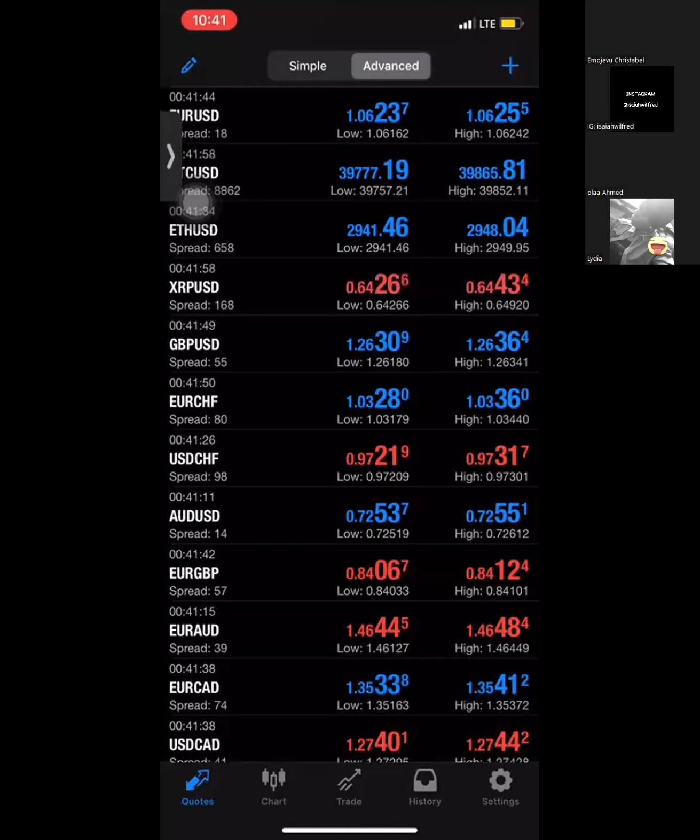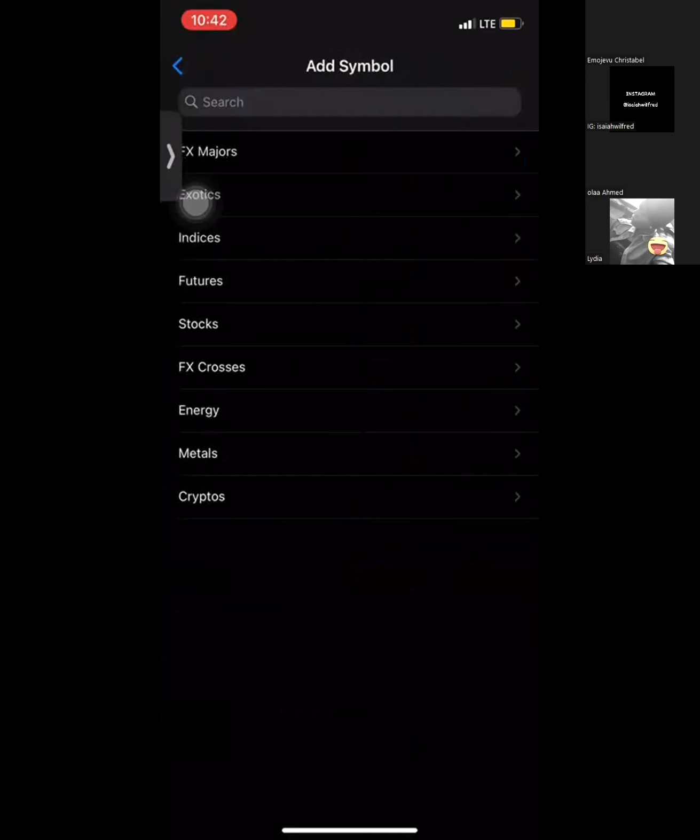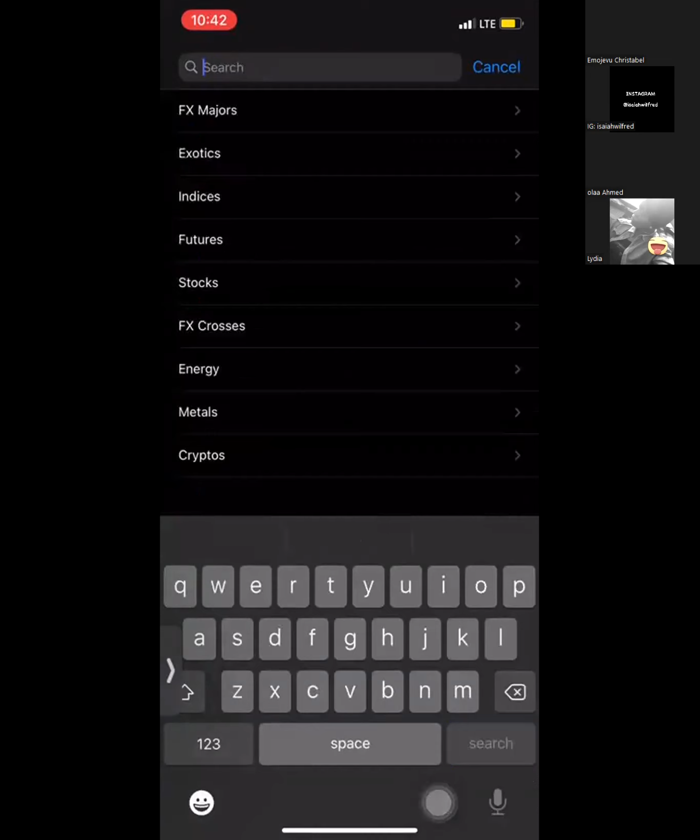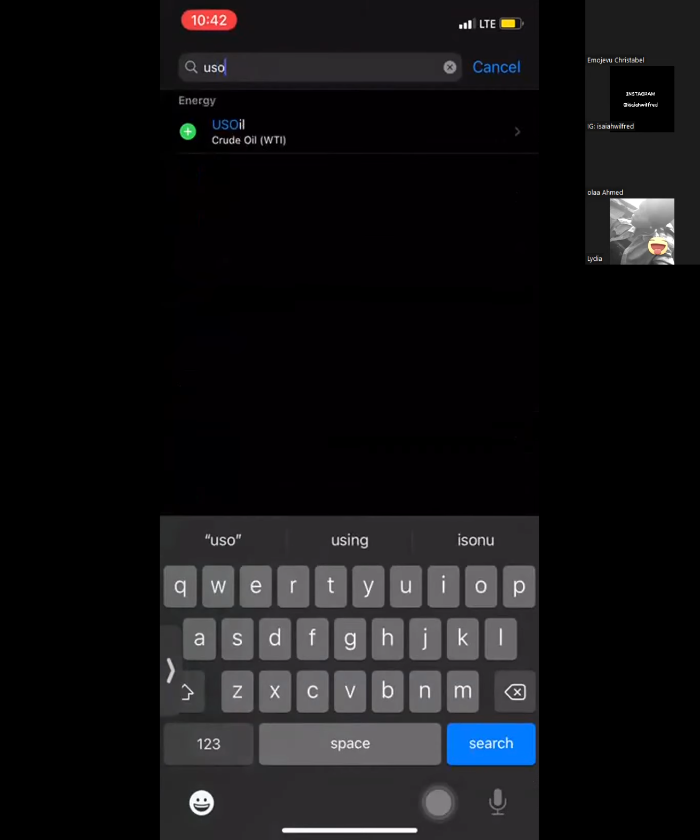So guys, same thing. Once you come to your quotes page, if the currency called out is not here, you can equally add it. What you want to do is go to the top right, you're going to see that plus button. Click on the plus button at the top right. You have the search tab there. You can search US oil. Just type it, US oil. You can see it there. So click on the green plus sign to add it to your quotes page.